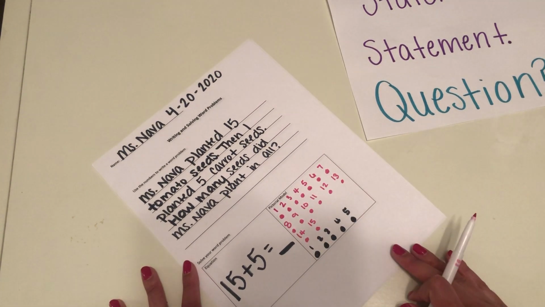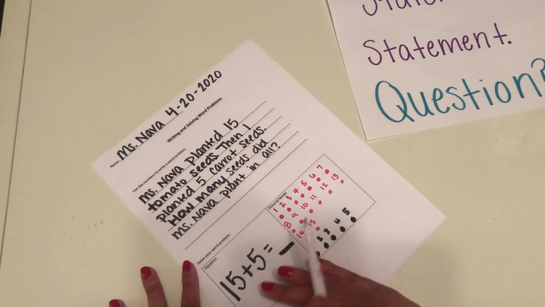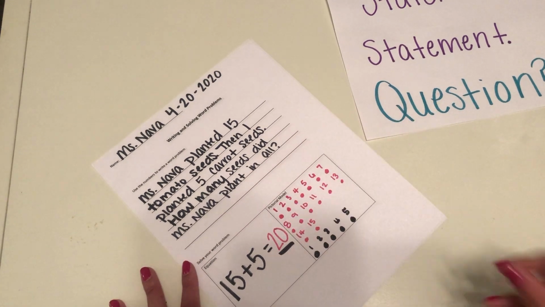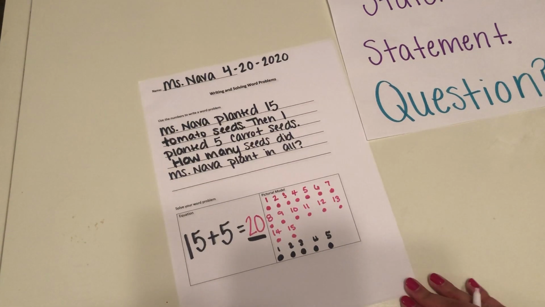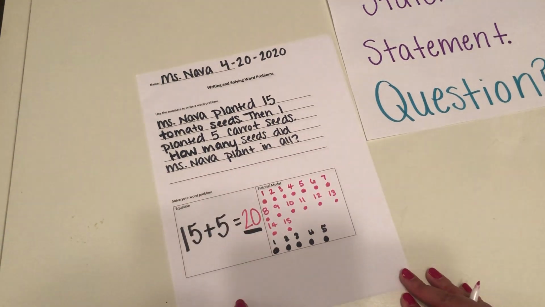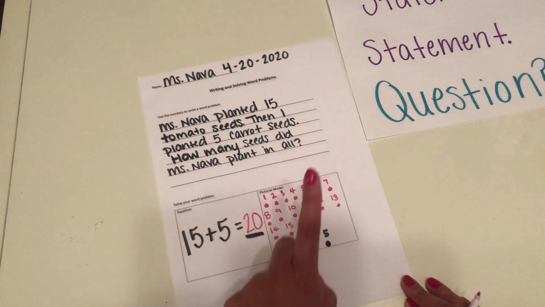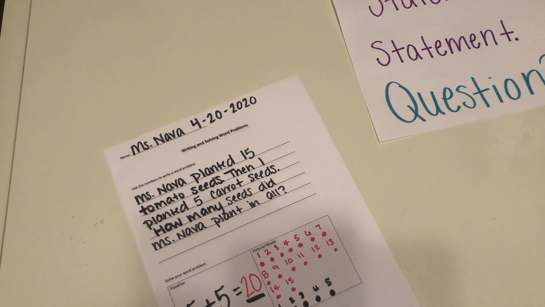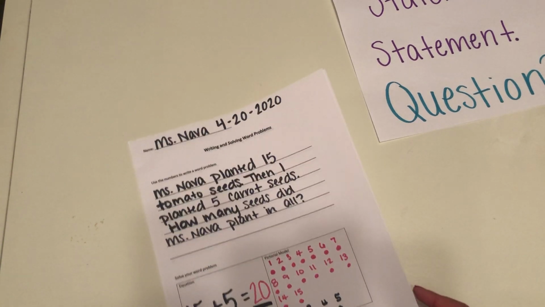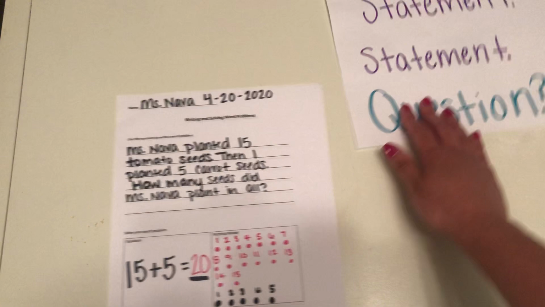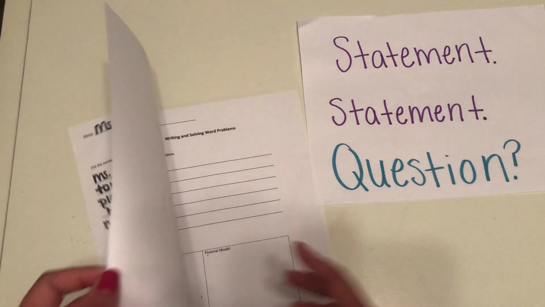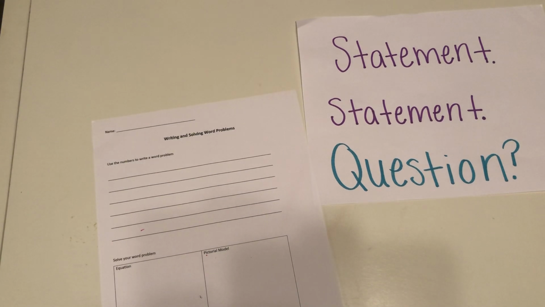So after I did my picture model, I know that 15 plus 5 equals 20. So there I have it. I wrote my word problem, I wrote the equation, and I did the picture model to help me solve the equation. So now we're going to do the same thing. We're going to still use statement, question, but we are going to do it with a subtraction problem.